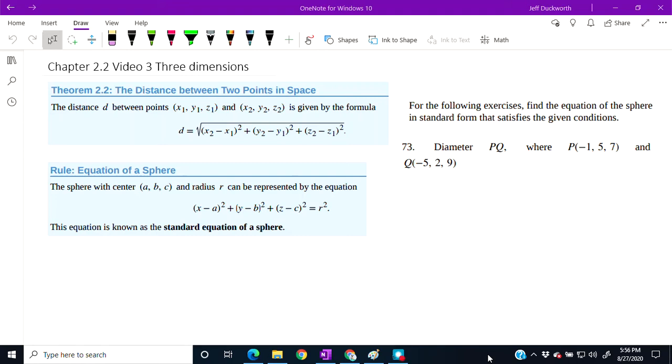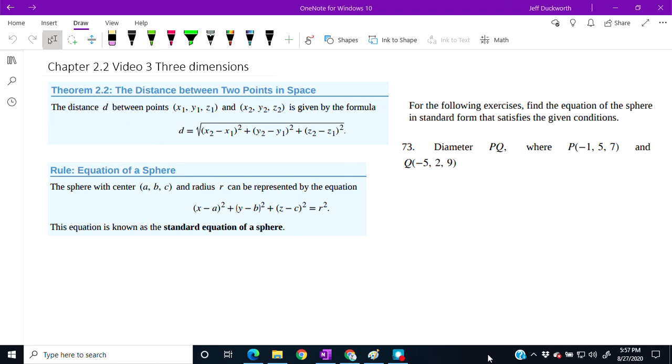Right, here's another problem from the chapter. Looks like number 73. We're given the following information and we need to put the equation for the sphere in standard form. So I've got the standard form on the left as well as the distance formula again that will come in handy.